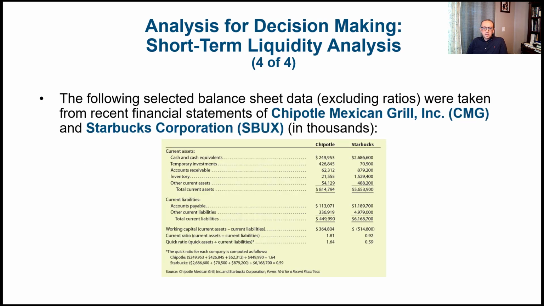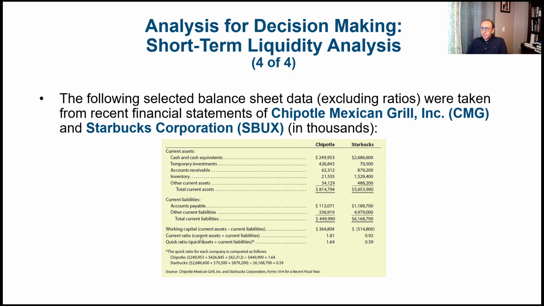So let's see here an example for Chipotle and Starbucks. You can see here we have the total current assets, we have their current liabilities. The working capital is 364 million versus a negative 504 million for Starbucks. They have more current liabilities than their current assets, which is a little bit dangerous. And because of that, you can see that their current ratio is actually less than 1. The current ratio for Chipotle is close to 2, it's 1.81, and for Starbucks, it's 0.92.